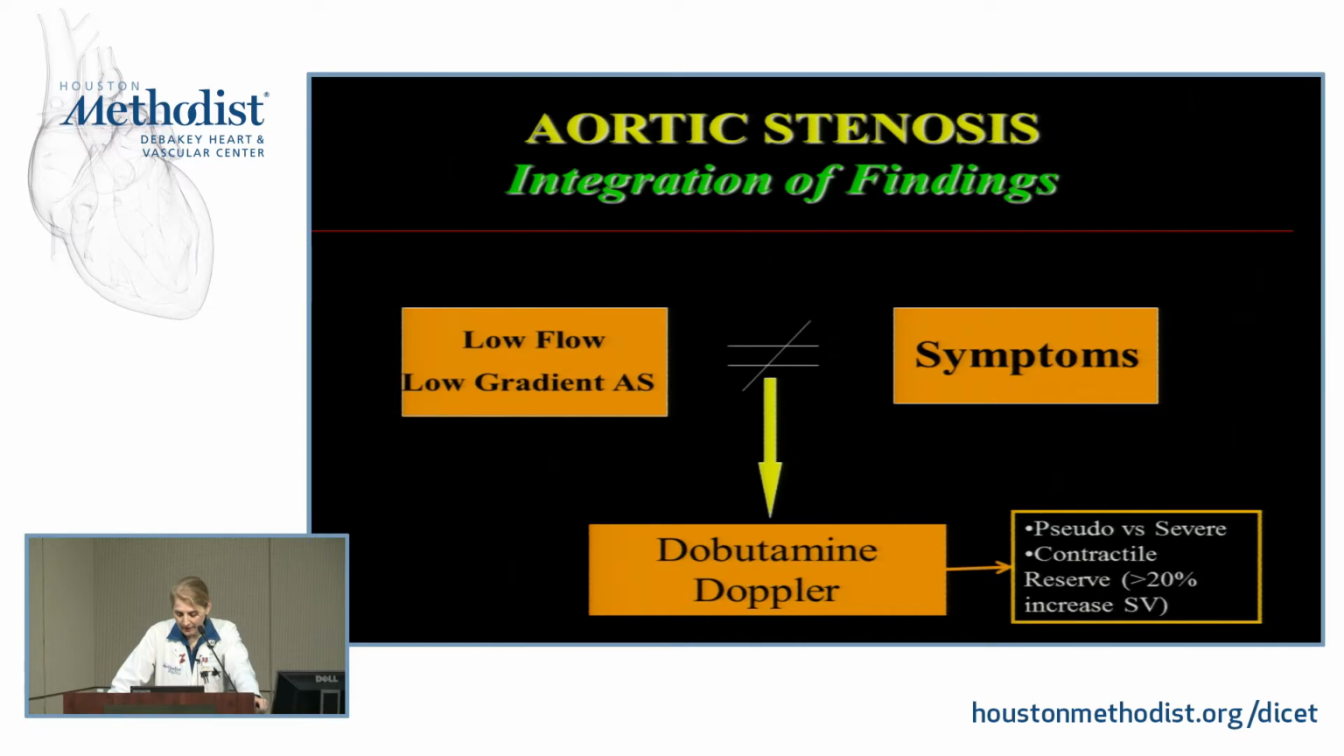And basically, you're looking for two things. You're looking for that aortic valve area to not change as you increase that flow, just the mean gradient should increase. And you're also measuring the contractile reserve, which is defined as greater than 20% increase in the stroke volume. That's important. If there's no contractile reserve, even if it is severe aortic stenosis, that predicts high operative mortality for surgical aortic valve replacement. So that may be somebody that instead you would choose TAVR.